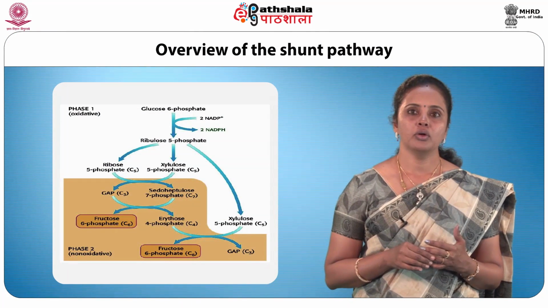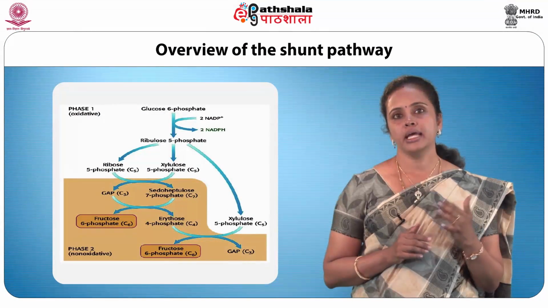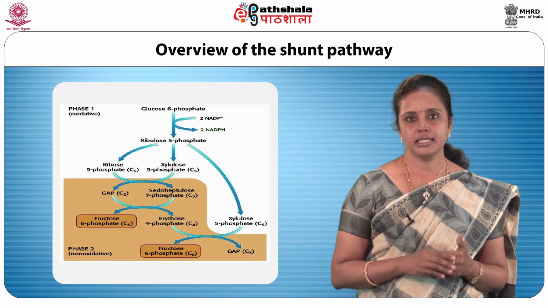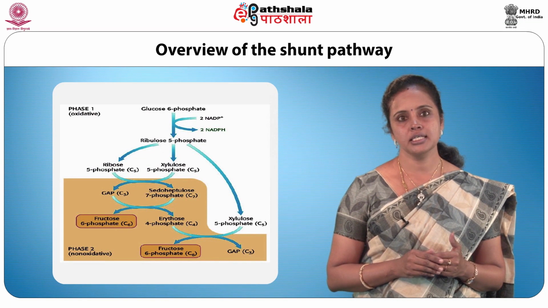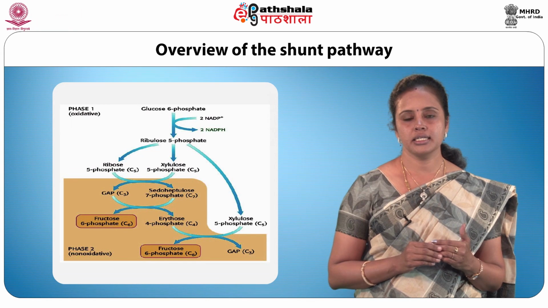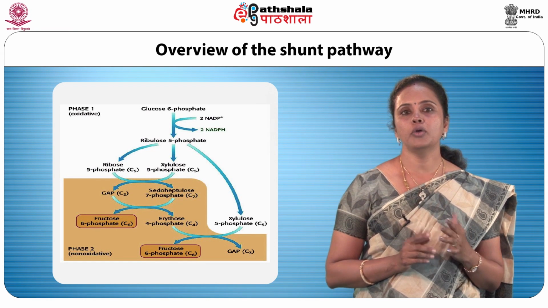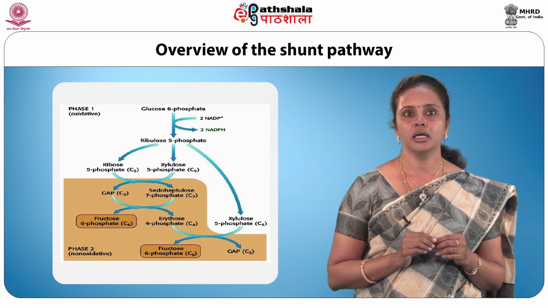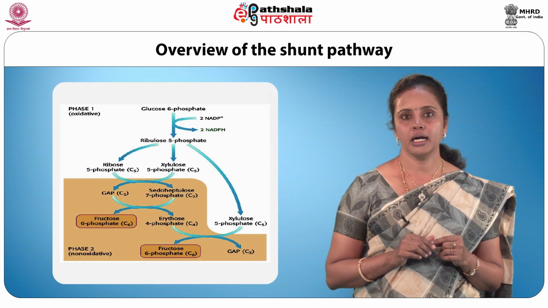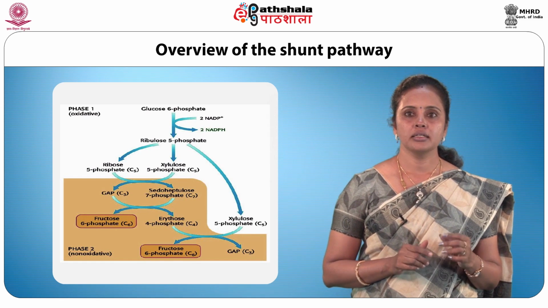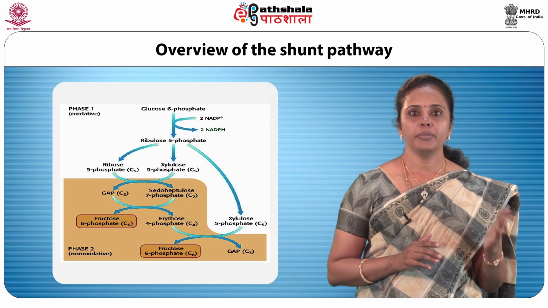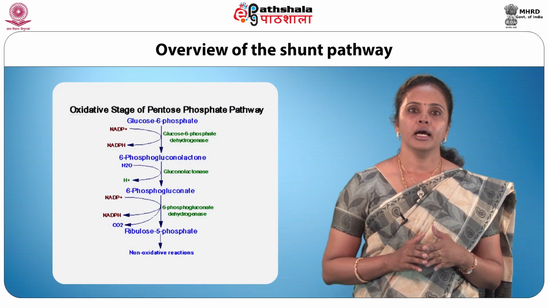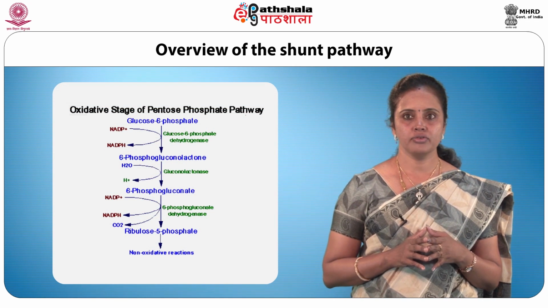Now, let us have an overview of the shunt pathway. We can break this pathway into two parts, namely the oxidative pathway and the non-oxidative pathway. In the oxidative phase, glucose 6-phosphate is oxidized with the generation of 2 molecules of NADPH and 1 molecule of pentose phosphate with the release of 1 molecule of carbon dioxide. Now, what happens in the non-oxidative phase is that the pentose phosphate is transformed to intermediates of glycolysis.